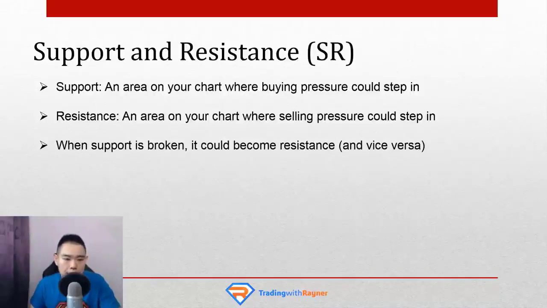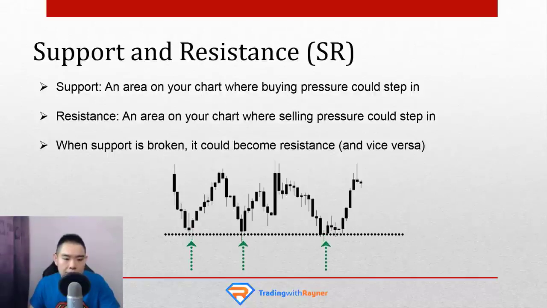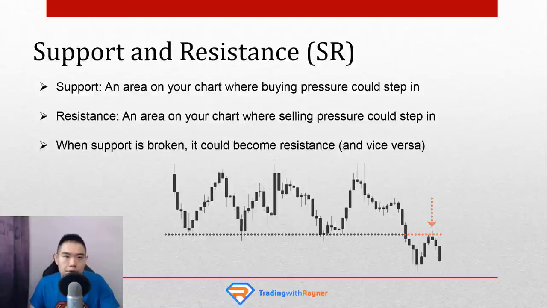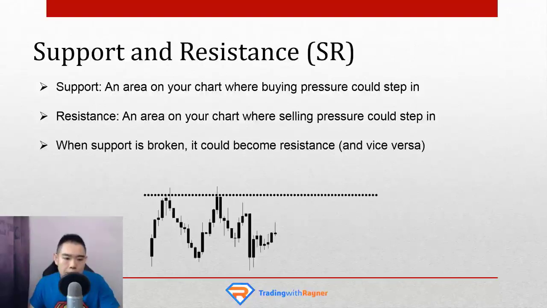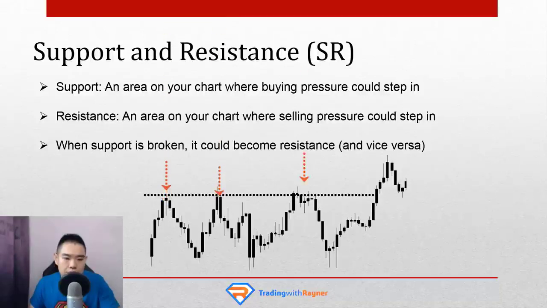So let's say this is support. Previous support could now become resistance, where price could face selling pressure and then continue lower from here. And vice versa. If resistance is broken, that area could now become support. Let's say this is resistance: up, down, up, down, up, down, up, breakout, come back. Previous resistance could become support, and the price could possibly head up higher from here.